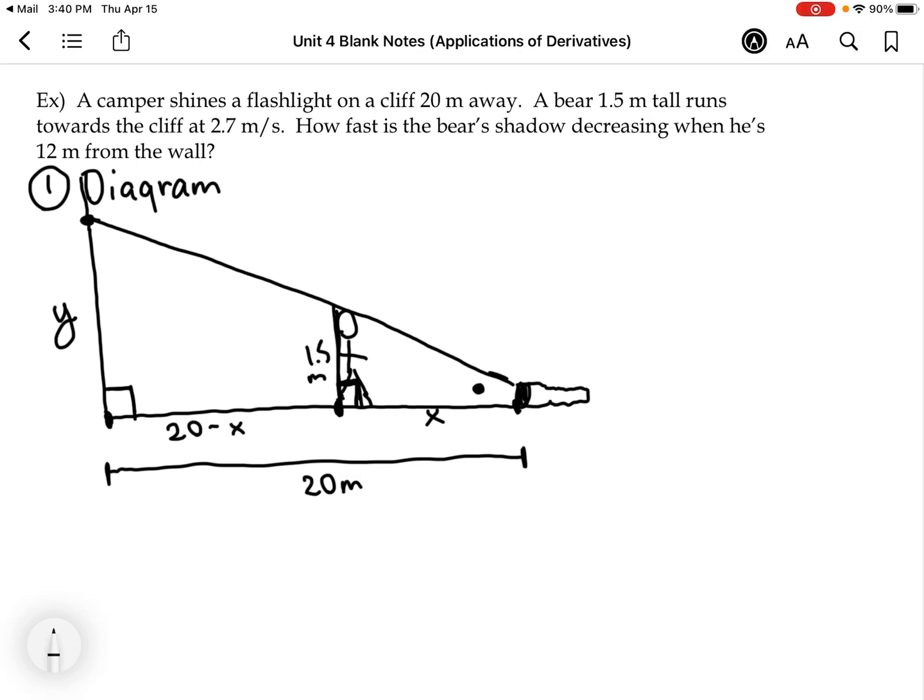Okay, so if the two triangles are similar, what that means is that their corresponding sides are proportional to one another. And so if we compare, let's say, the height to the base of the one triangle, it has to equal the height to the base of the other triangle. Okay, so the two triangles are similar.